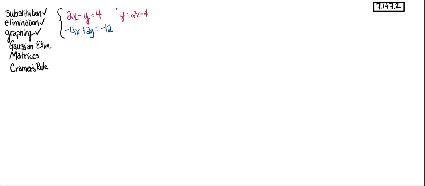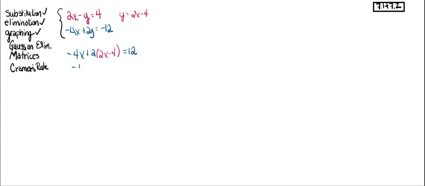So basically y is 2x minus 4, and then when I substitute that into the next equation, I get negative 4x plus 2 times (2x minus 4) equals negative 12.